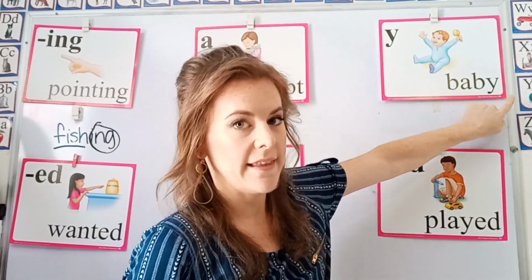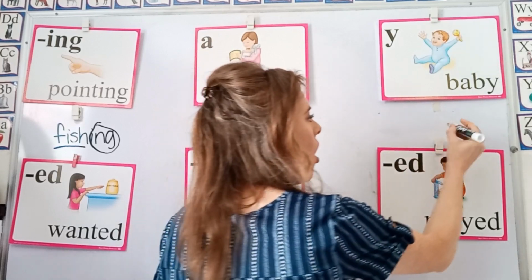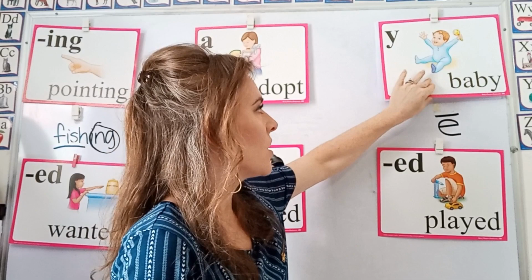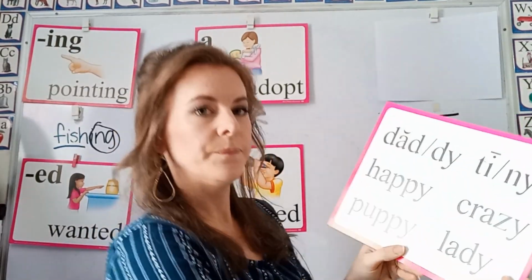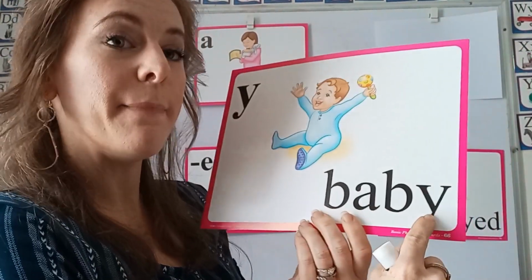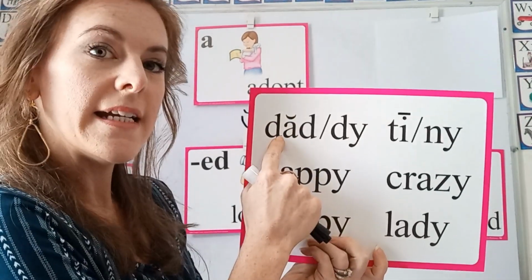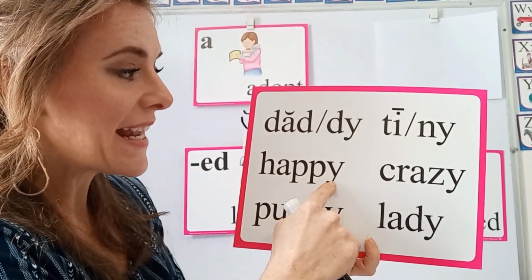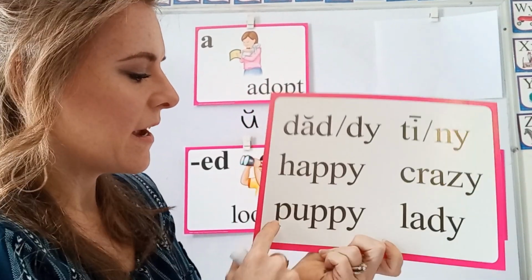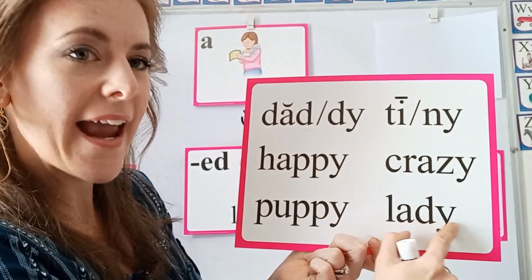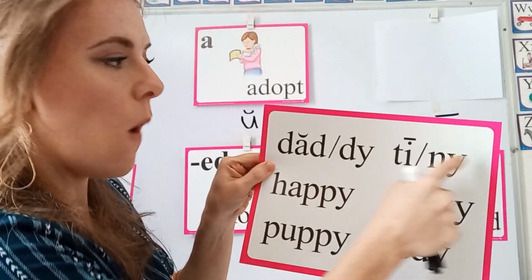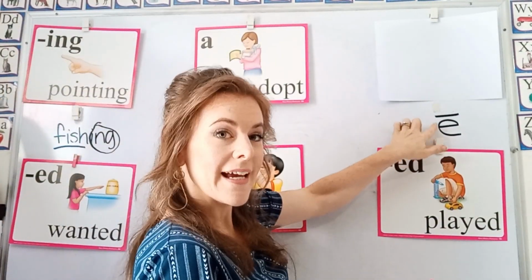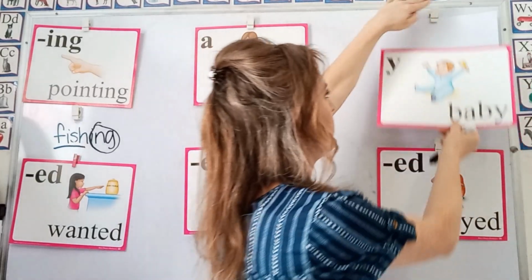And our next one over here is the E in baby. Usually when there's a Y at the end of a word, it makes the long E sound. So, for example, we have baby, daddy, tiny, happy, crazy, puppy, lady. All of these have the Y at the end, and that usually makes the long E sound.